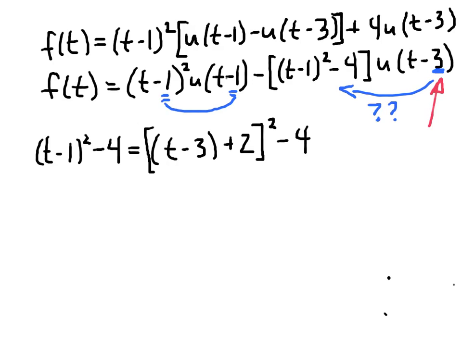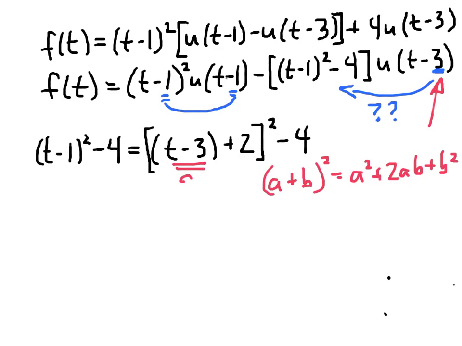And let me just put something in here in red. If we have a quantity a plus b all squared, so in our case the a is the t minus 3 and the b is the 2, that's equal to a squared plus 2ab plus b squared. So thinking of the t minus 3 as a, and the 2 is b, what this then turns into is the following.